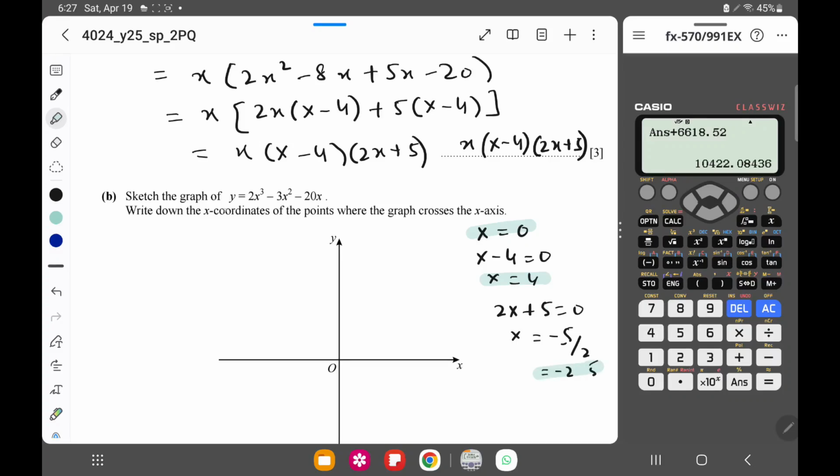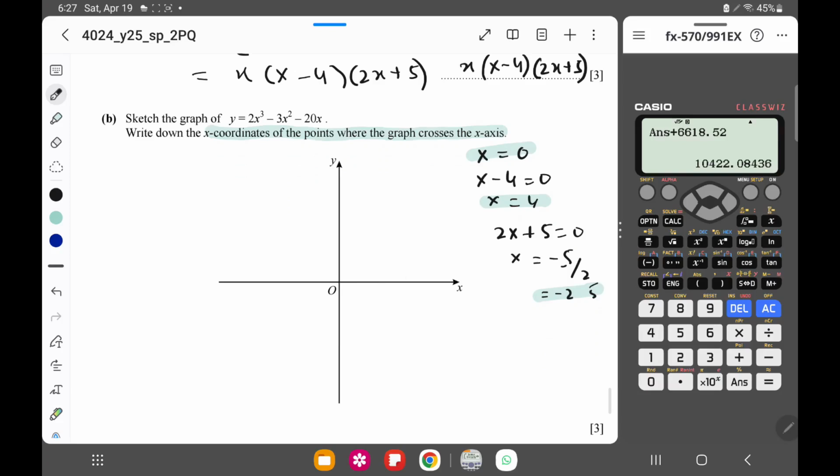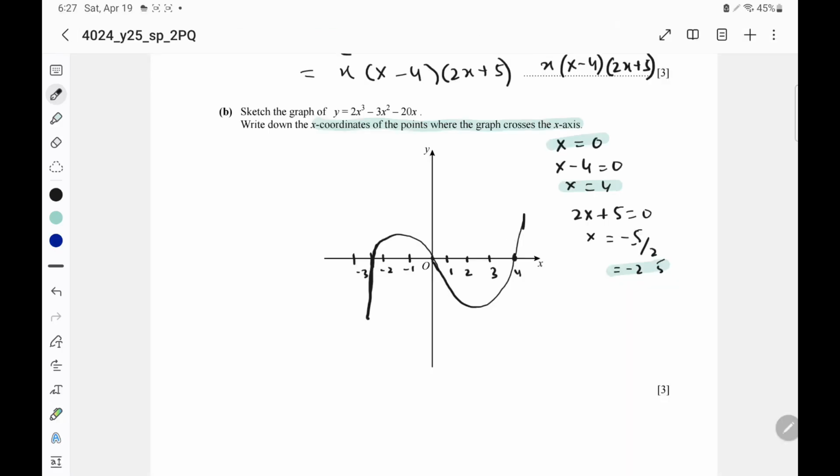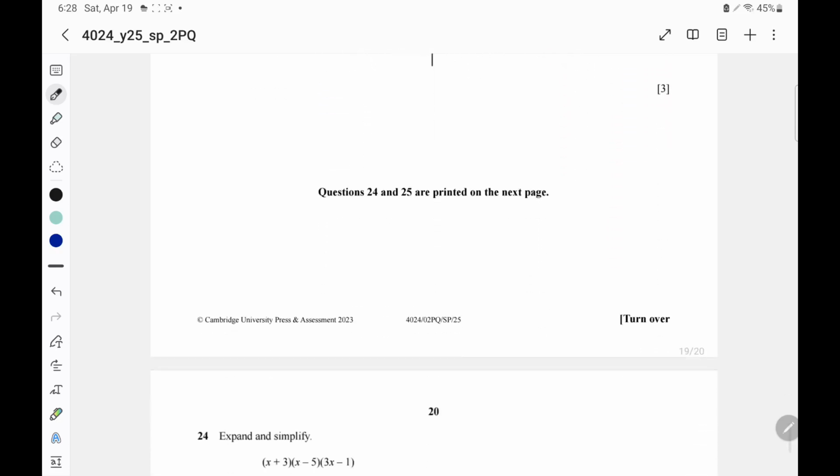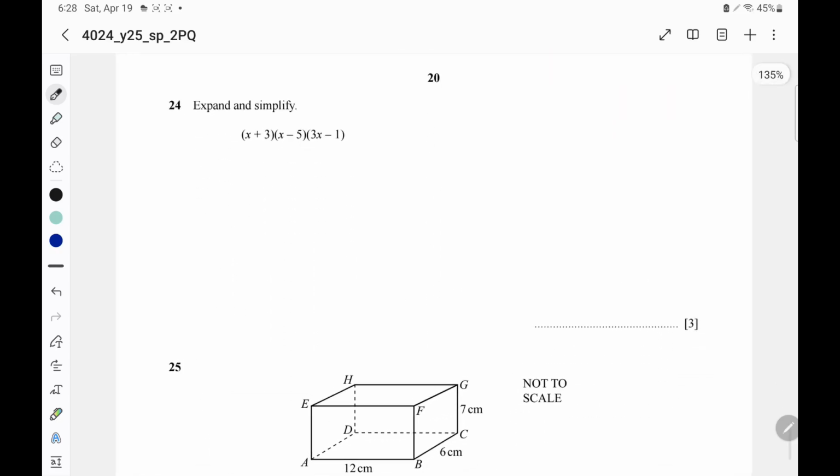They were asking us to write down the x coordinates of the points where the graph crosses the x-axis. So it is 0, 4, and minus 2.5. Marking these on the axis, the graph is positive x cube, so that's why we make it like this. I have made it intersecting at 4, 0 and minus 2.5. That's a cubic curve.